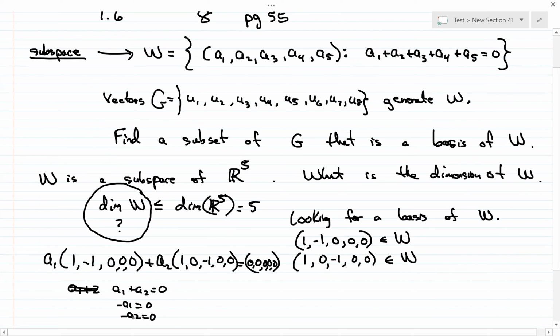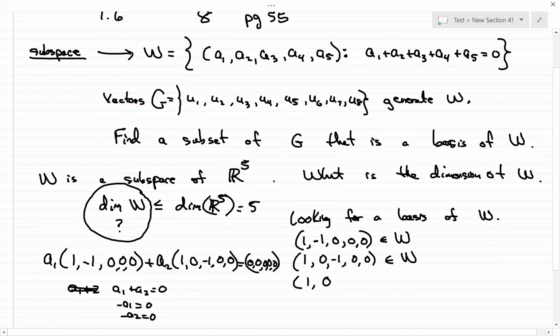And the fact that these are both 0 means, and then the other ones, well, that would be enough. So if these are both 0, that means this set is linearly independent. So this could be the start of a basis of W. Let's go a little further.